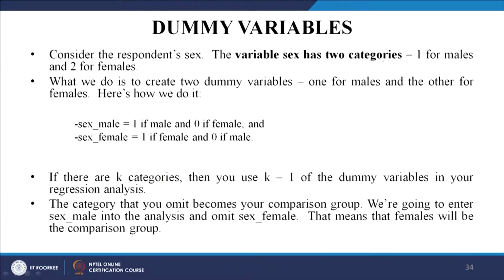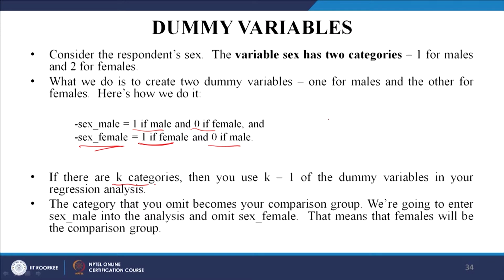So, consider the respondent's sex. The variable sex has 2 categories, one for male and 2 for female. What we do is create 2 dummy variables, one for males and the other for females. So, how do we do it? 1 if male, 0 if female, and 1 if female, suppose somebody is a female, then 0 if male. So, it is like absent, present. Okay.